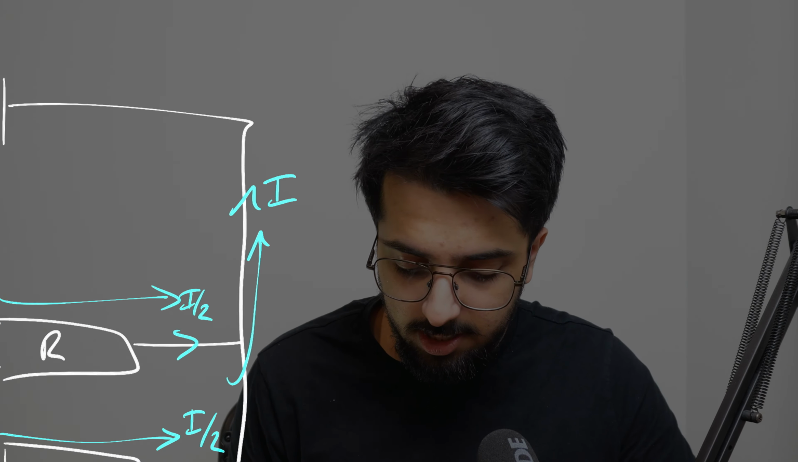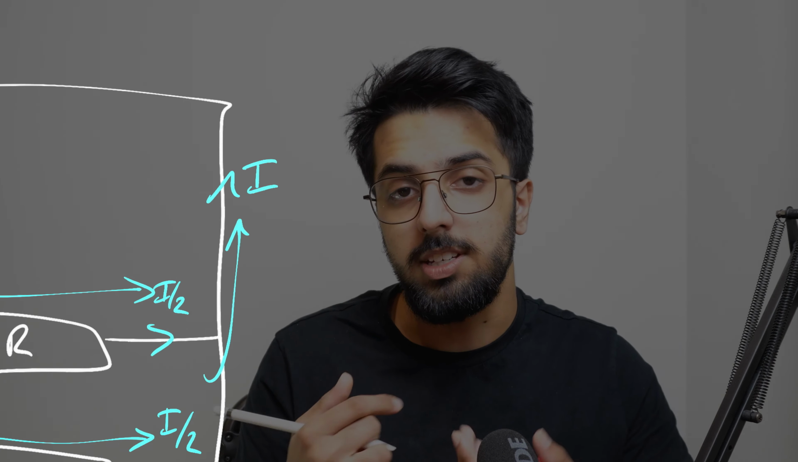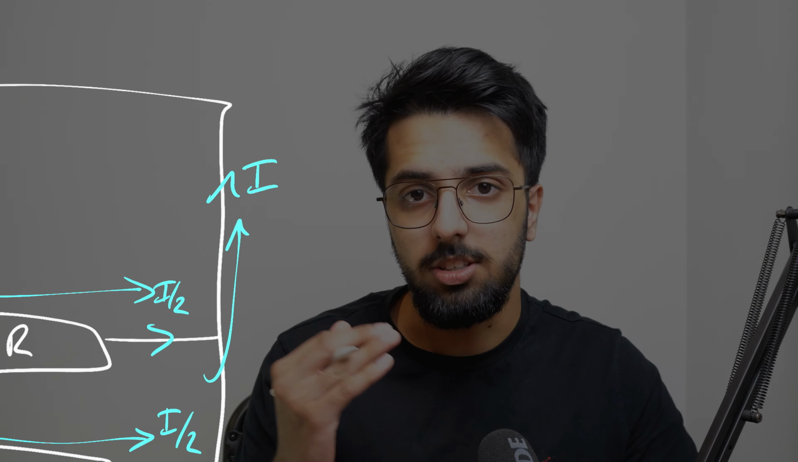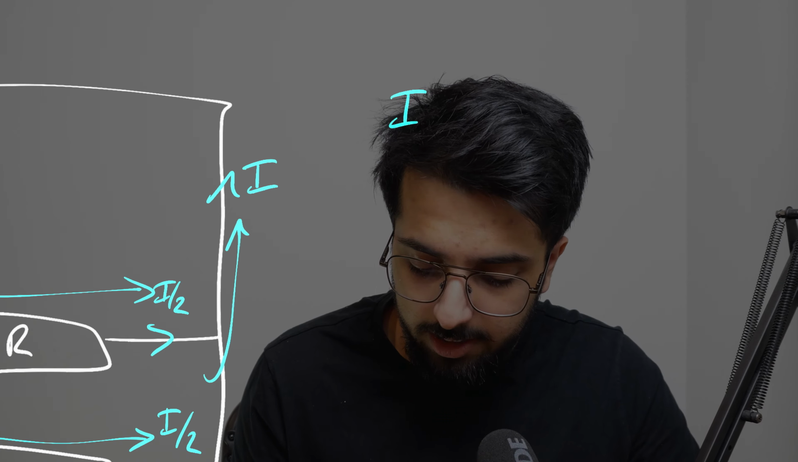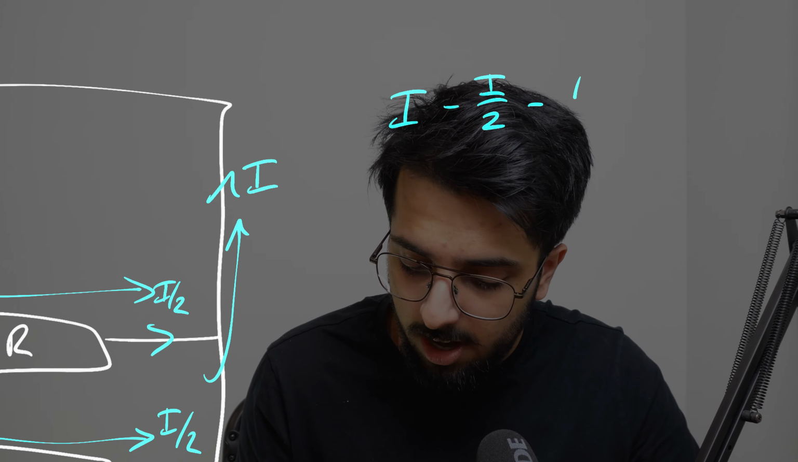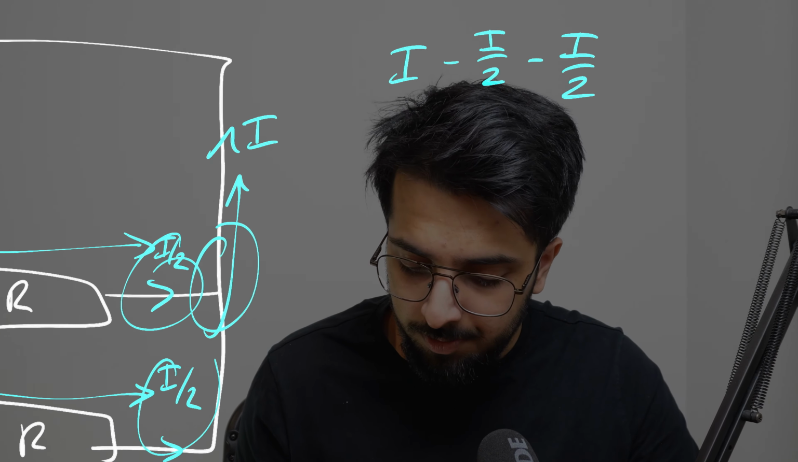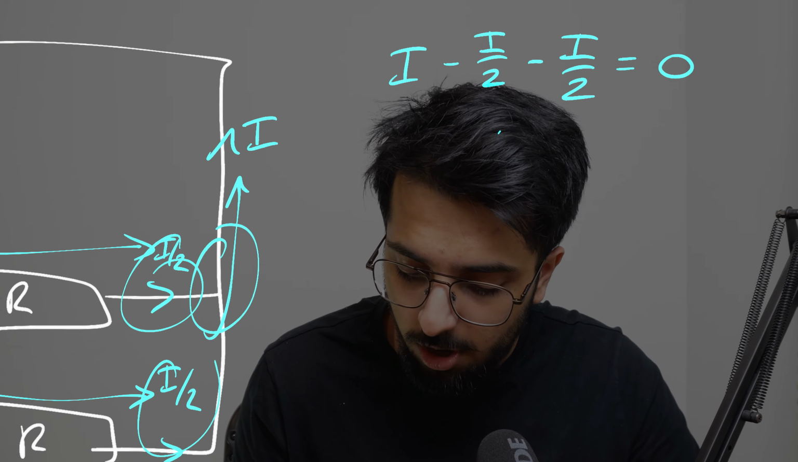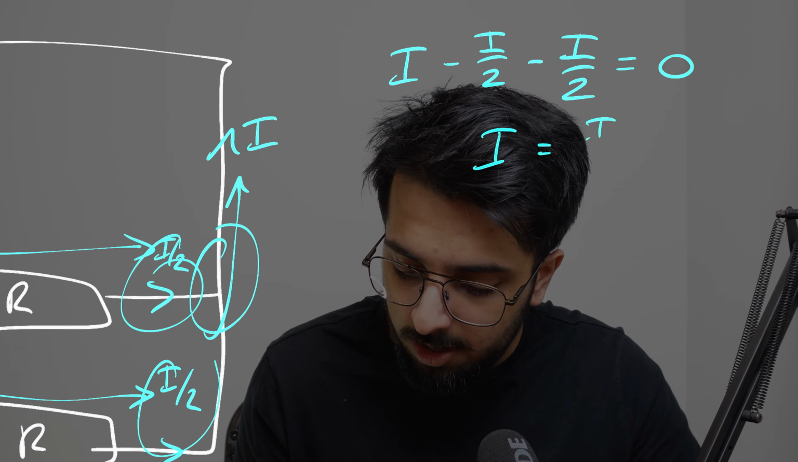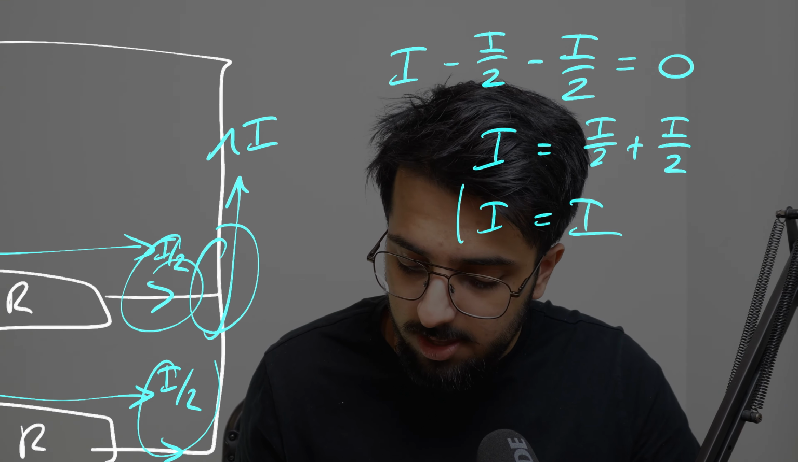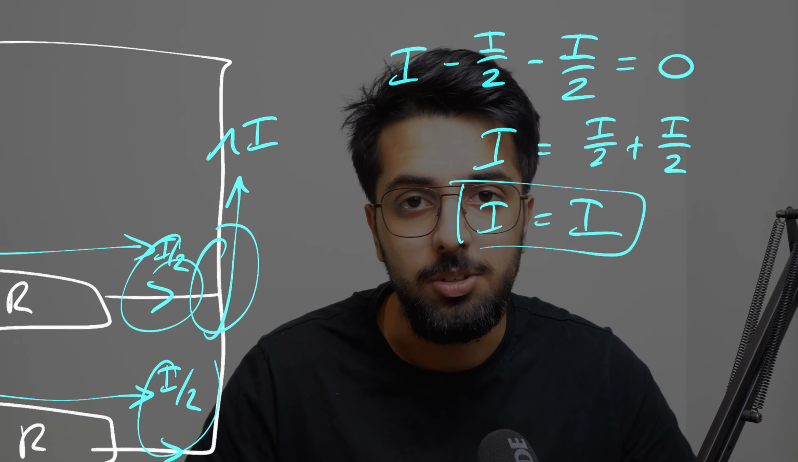And so if we define currents leaving a node as positive and currents entering a node as negative, we can see we have current I exiting the node, so that's positive, and then minus half I, and then minus half I again, because these two are entering this node, okay? And that's all equal to 0. And so therefore I is equal to half I plus half I. And so I is equal to I. And you can see that you have been applying Kirchhoff's current law this entire time.